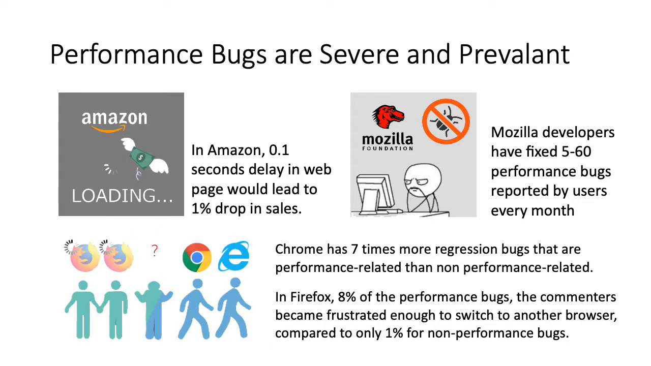Performance bugs are critical in applications today. Performance bugs continue to degrade performance, waste computation resources, hurt users' experience, and cause financial losses in the field. For example, a 0.1 second delay in Amazon would cause a 1% drop in sales. Mozilla developers fix 5 to 60 performance bugs reported by users every month. Performance bugs have caused many Firefox users to switch to another browser.